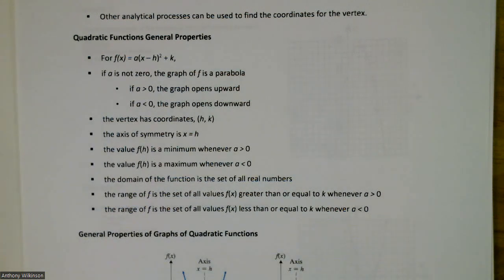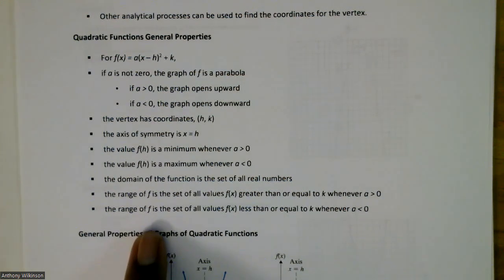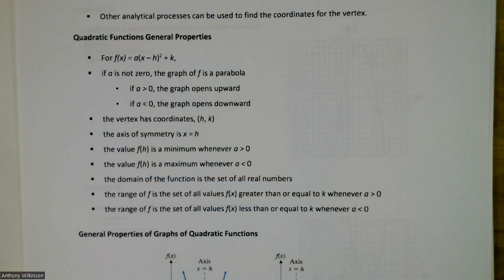The domain of the function is a set of all real numbers. The range of f is a set of all values greater than or equal to k whenever a is positive. And the range of f is a set of all values of f of x less than or equal to k whenever a is less than 0.